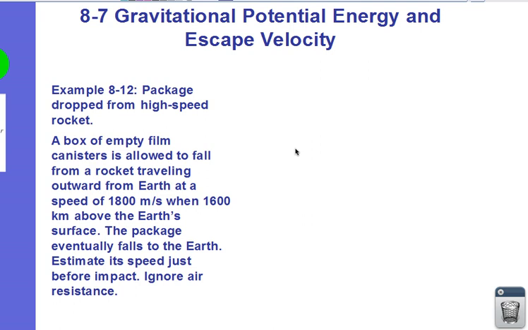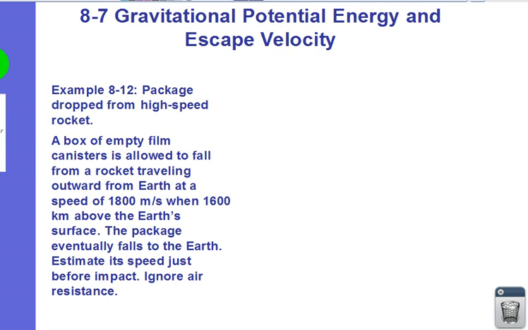Maybe a simpler problem to solve first might help us understand how we're going to use conservation of energy and the universal law of gravity to determine that escape velocity. Let's consider this problem here. A box of empty film is allowed to fall from a rocket that's traveling currently at a speed of 1,800 meters per second from a height of 1,600 kilometers above the Earth's surface. We'd just like to determine the speed at which it would hit the Earth. We're going to ignore air resistance here. Might be suitable for this elevation, probably not as it gets closer to the Earth, but this should help us understand how to apply these principles.